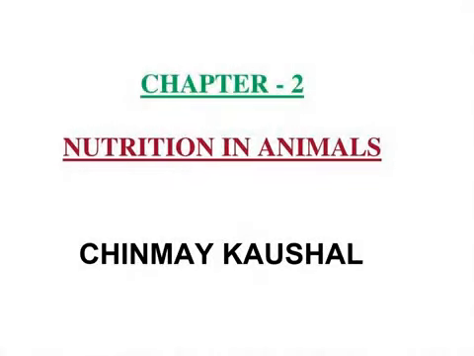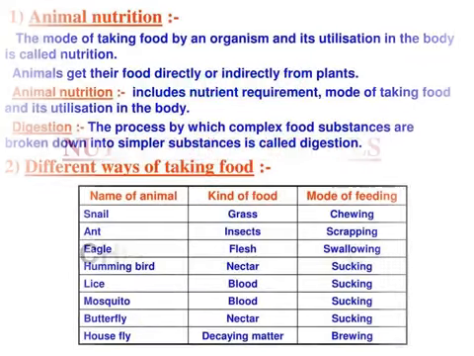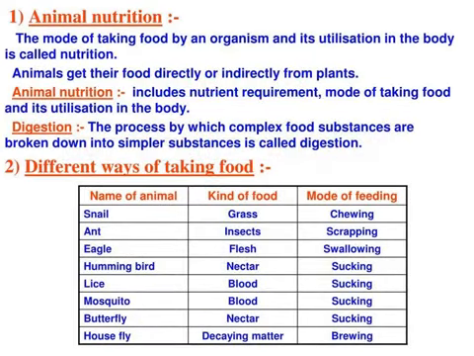Hello class, this is the video about the second chapter, that is utilization of food in plants and animals. Students, we have discussed the nutrition pattern in plants in our previous chapter, and in this chapter we are going to mainly focus on the nutrition pattern in animals. Students, depending upon the kind of food and the way they take their food, animals are classified as holozoic, saprotrophs, parasites, and scavengers.